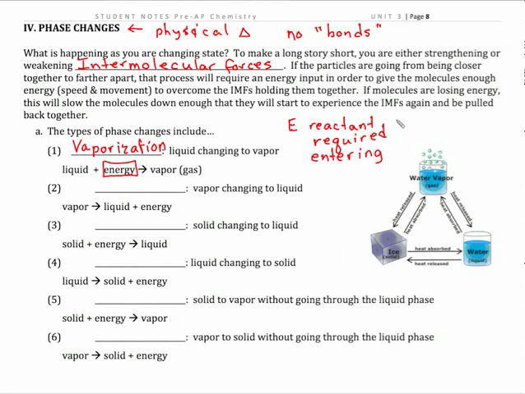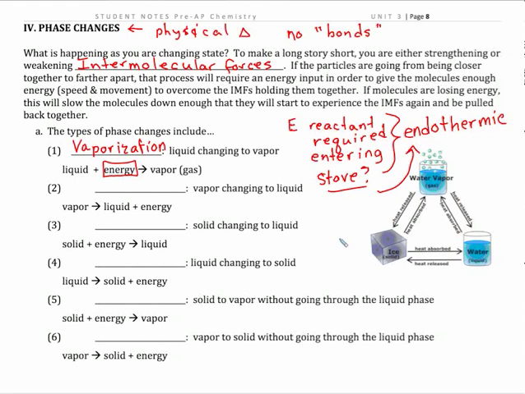Now, I'll put these in the blanks later on, but I want to go ahead and label these. This is called endothermic. And what you want to ask yourself is, would you put it on the stove to make it happen faster? Then it's likely endothermic, because the stove provides the energy that you need.